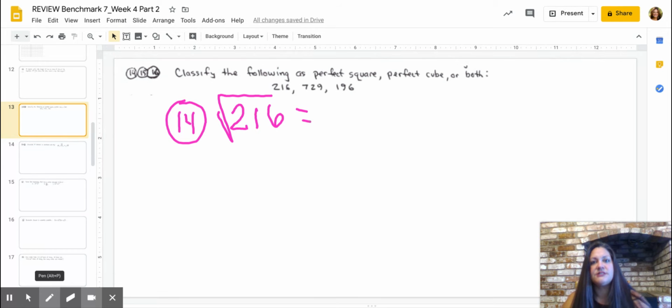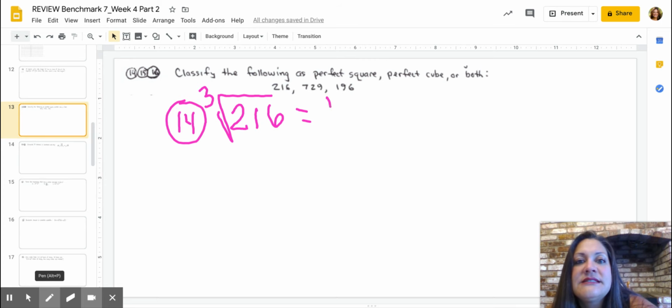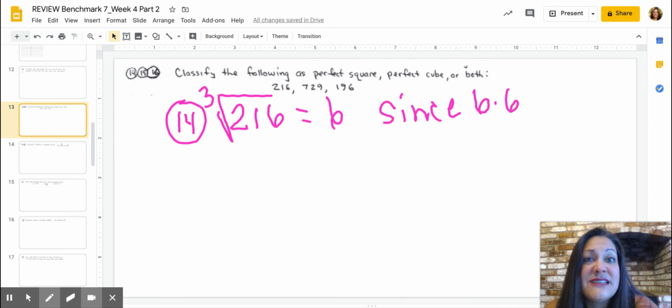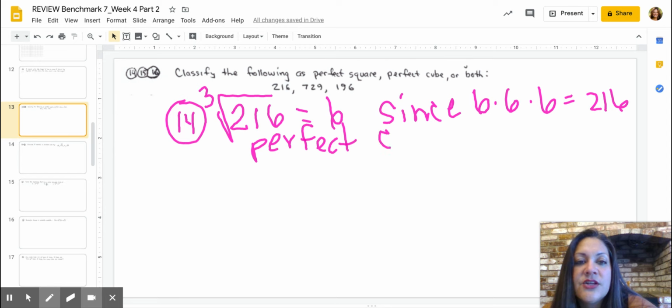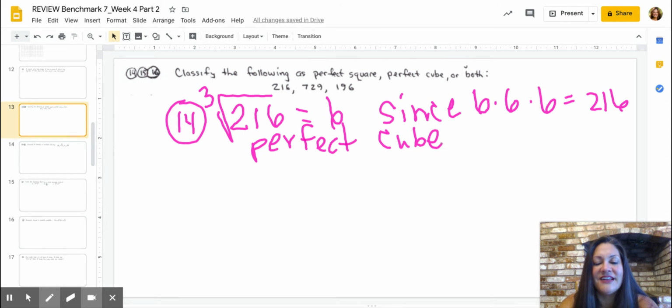So now let's do cube root. So we'll go back in there, 216 cube root, 6, since 6 times 6, that's 36, times 6 equals 216. So 216 is a perfect cube. All right, there you go. If you're looking for perfection in this world, perfect squares and cubes.